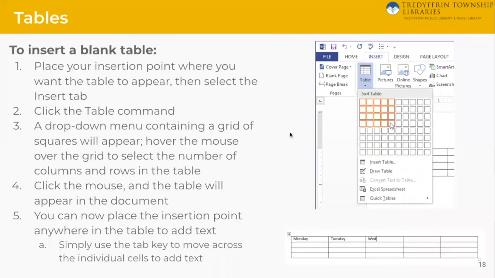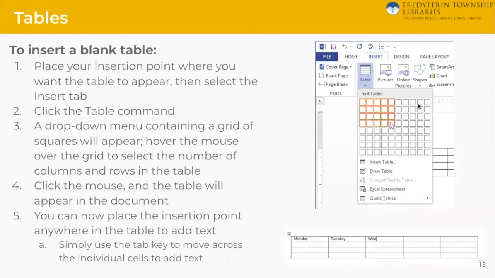Next is tables. So to insert a blank table, you place your insertion point on your document where you would like your table to appear. Then you select the Insert tab. And then you'll click the table command and a drop-down menu will appear containing a grid of squares. It's very overwhelming at first, but it's actually very easy to use once you get a hang of it. So the squares or the grid that you see are just options for how many rows and how many columns you would like your table to have.